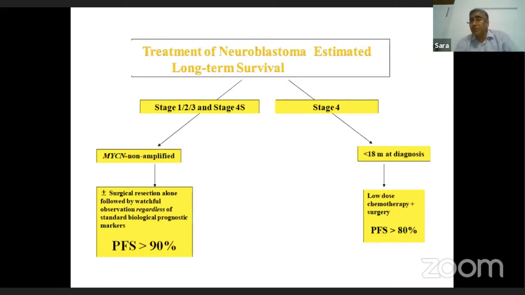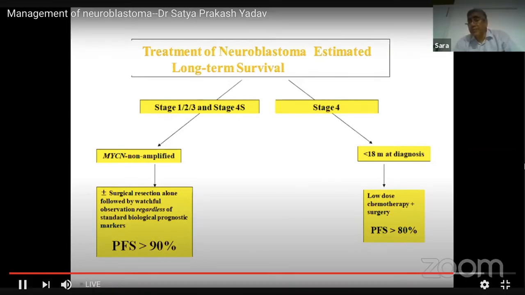This chemotherapy is not very strong. Counts don't drop that much. They don't need a lot of admissions for febrile neutropenia.